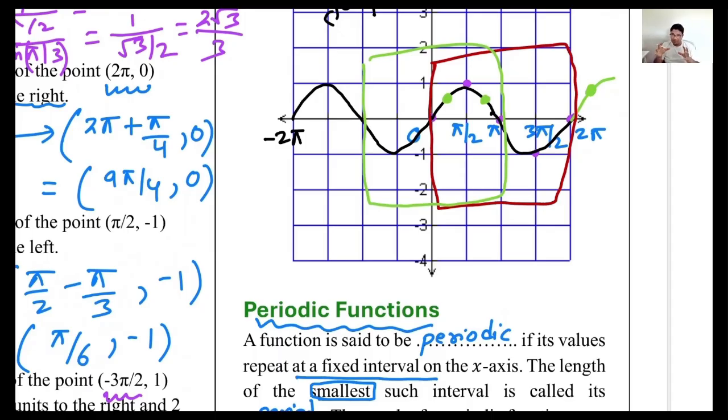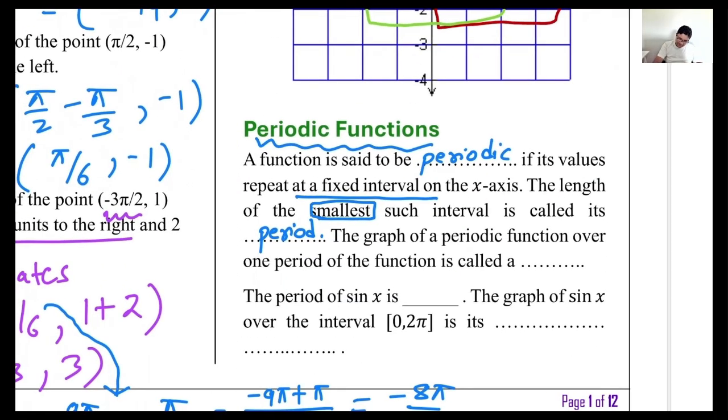So any portion of the graph with that length of one period is called a cycle. We call it one cycle of the graph. And to fill in the blanks here, we already discussed the graph. The period of sine x is 2 pi, as its graph makes it clear. The graph of sine x over the interval 0 to 2 pi.